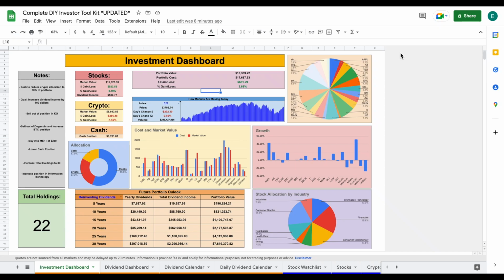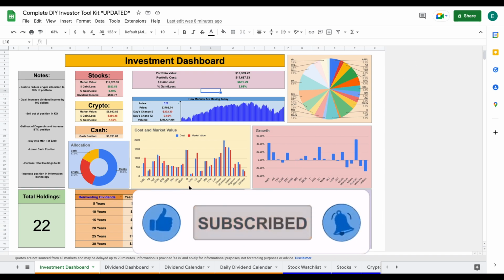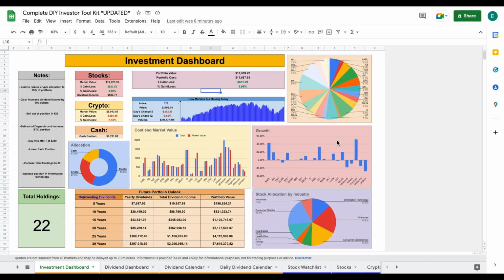A few weeks ago, I released the Do-It-Yourself Investor Toolkit, and I believe it is one of the absolute best tools for all types of investors, but especially dividend investors. So in this video, I'm going to be going over some updates to the spreadsheet, showing you all the features and going over exactly how it works. So let's go ahead and jump into this and look at some of the features.